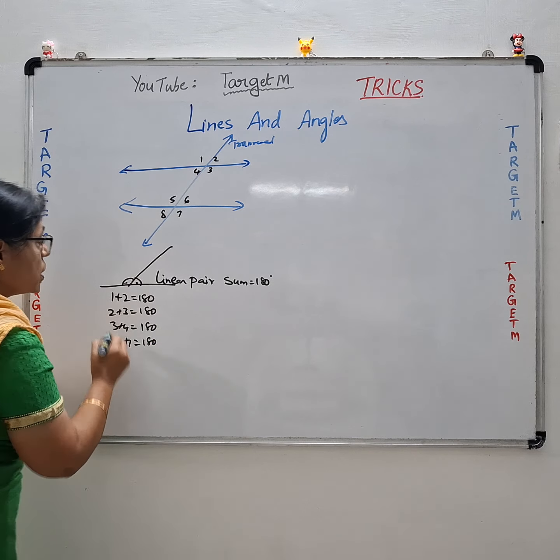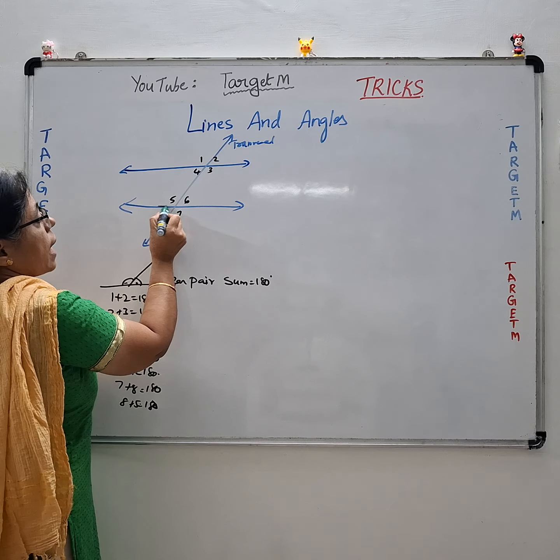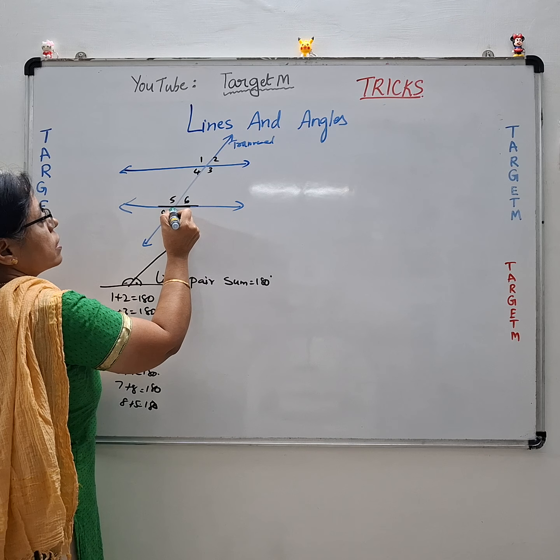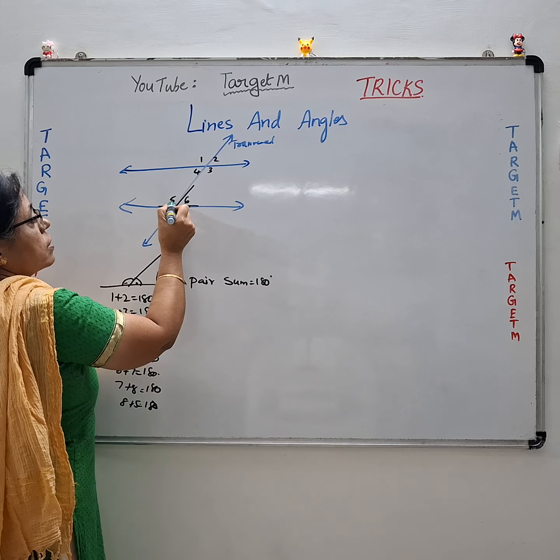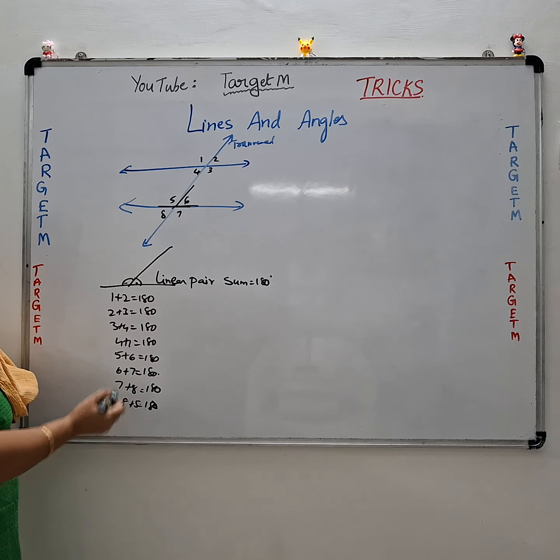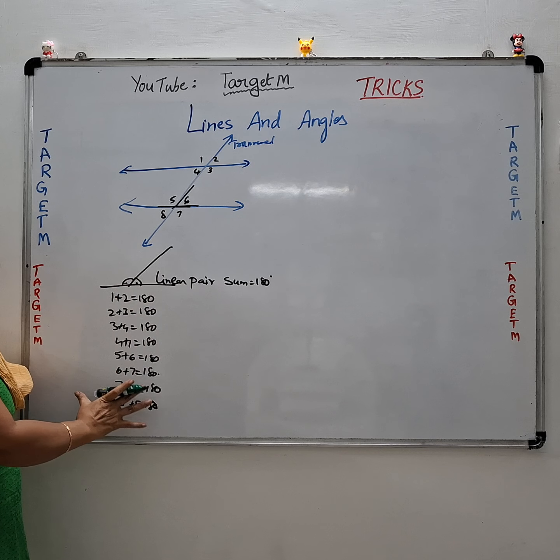So in all these, the angles are lying on the straight line and they are separated by a ray. So they are called linear pair angles. They sum up to 180 degrees. This is the first concept. You have to learn this concept.